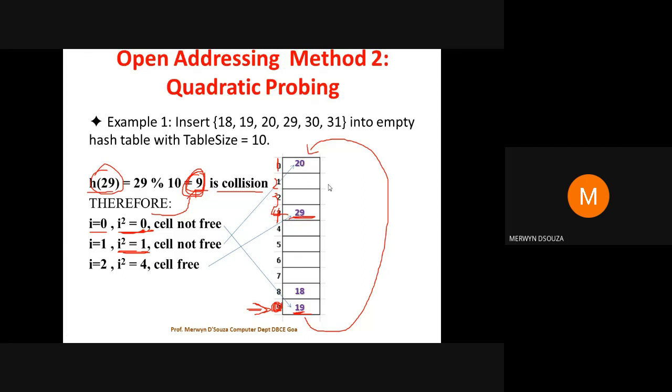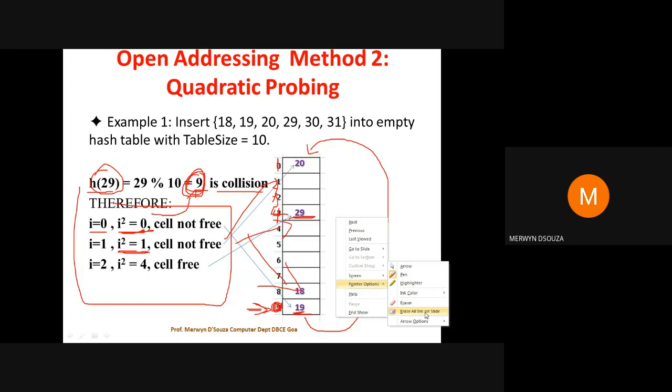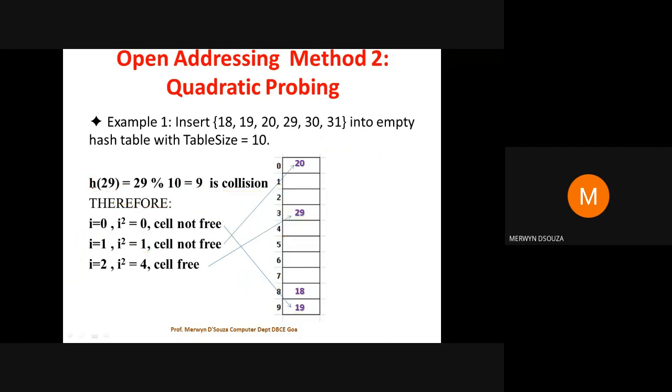So once you have inserted 29 there, this working you need to show. No need to show these arrows. These are shown for you for understanding. In your exams, you need to show only so much, and then the correct insertion here.